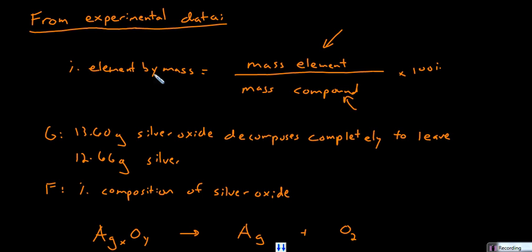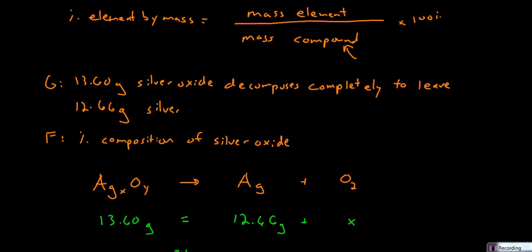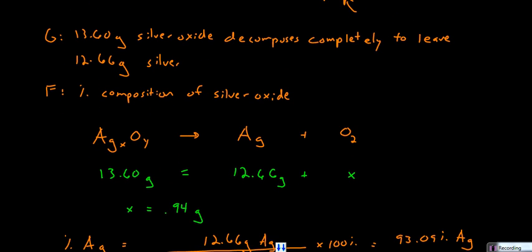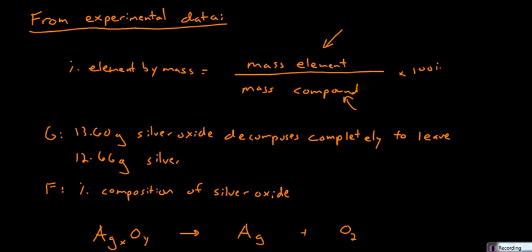And so one experiment that you might do is the decomposition of silver oxide. So say you were to decompose 13.60 grams of silver oxide completely, so that all of the oxygen is released, leaving just 12.66 grams of silver. You want to find the percent composition of each element within this compound, and so you need to find just the mass of each element within that compound first.